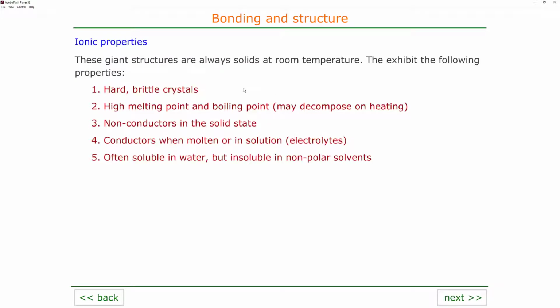So this gives ionic substances their unique properties. They're hard, brittle crystals. They've got a high melting point and boiling point. They're non-conductors in the solid state, but conductors when molten or in solution. These are called electrolytes, and they're often soluble in water but insoluble in non-polar solvents.